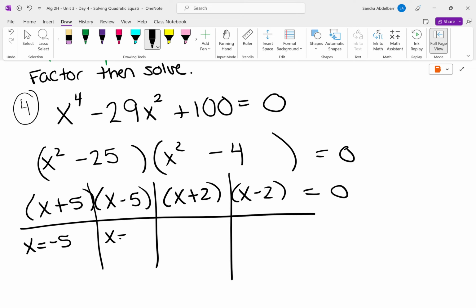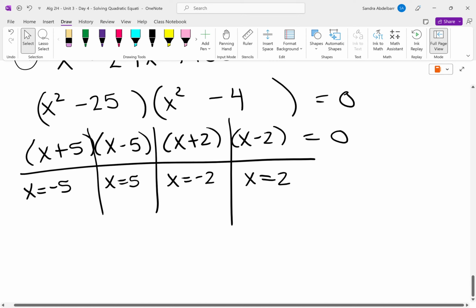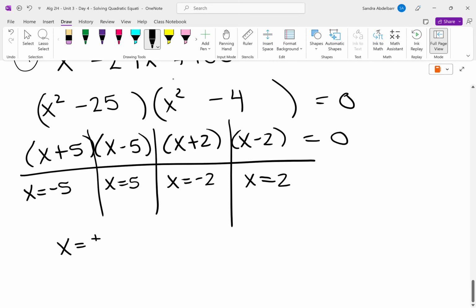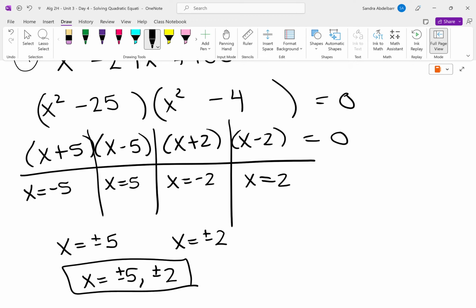Now can we solve? Absolutely. I get x is equal to negative 5, x is equal to positive 5. I get x is equal to negative 2, x is equal to 2. If you wanted to write your answers x is equal to plus or minus 5, x is equal to plus or minus 2, you can absolutely do that. You could also write it x is equal to plus or minus 5, comma, plus or minus 2, all in one. As long as you don't put parentheses around it, you're good.